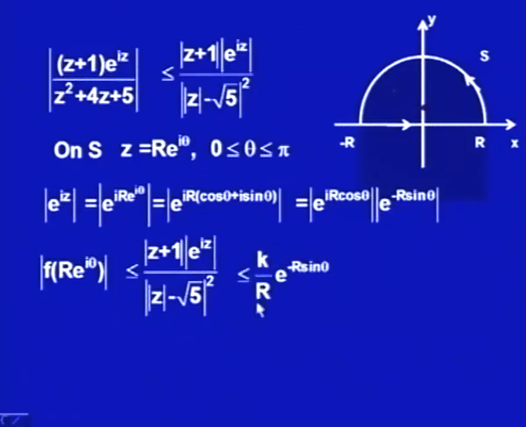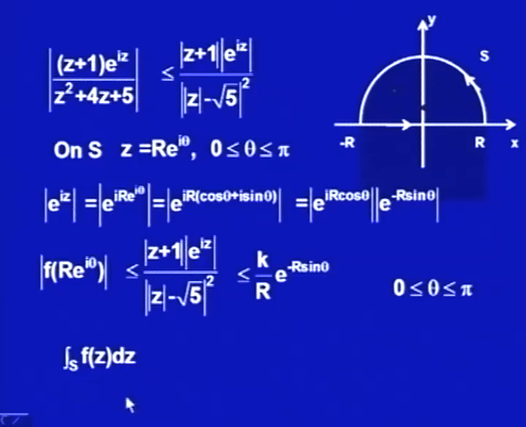So, we would get k upon r e to the power minus r sin theta. Now, we use this finer bound of this function f for writing this. This is true for all theta, because this Jordan's inequality is true for theta lying between 0 and pi. So, we find that on this whole path of integration, this bound is true.